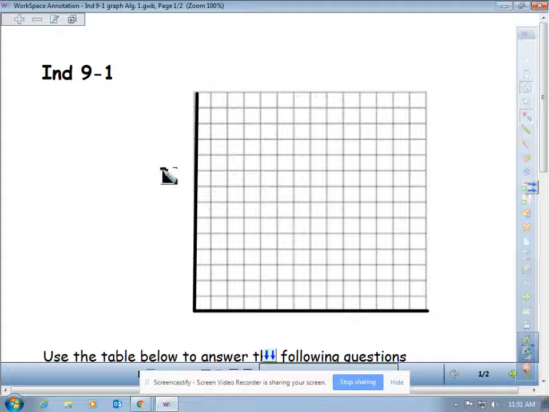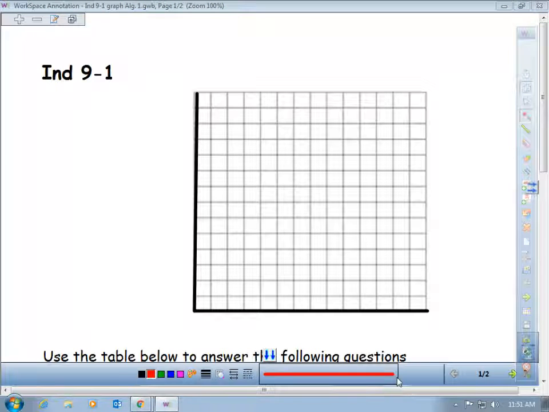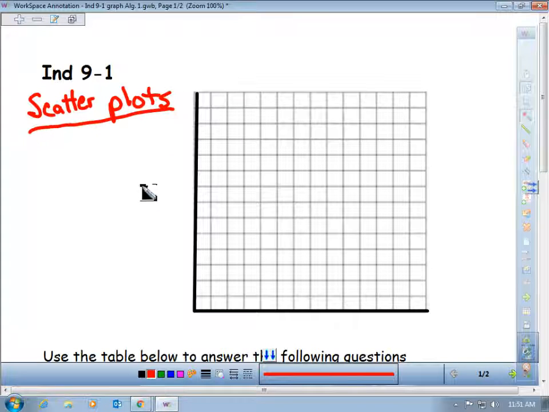Okay, guys, we're going to look at indicator 9 today, which is scatter plots. Okay, so this is scatter plots here. Let me hide this here. And guys, there's a lot of these on your iStep. These have shown up quite a bit. And I'm going to tell you some important parts of scatter plots.